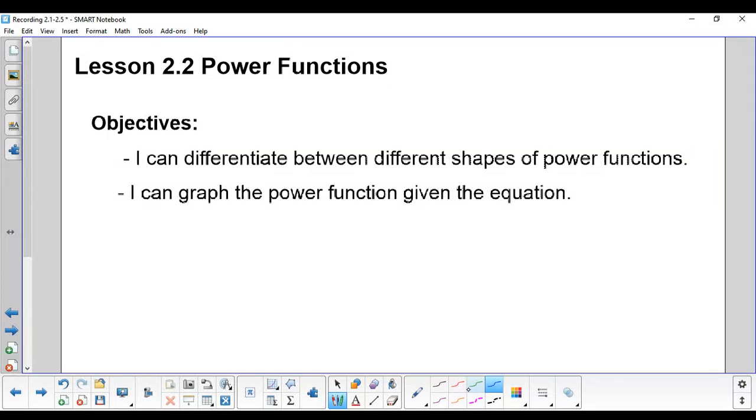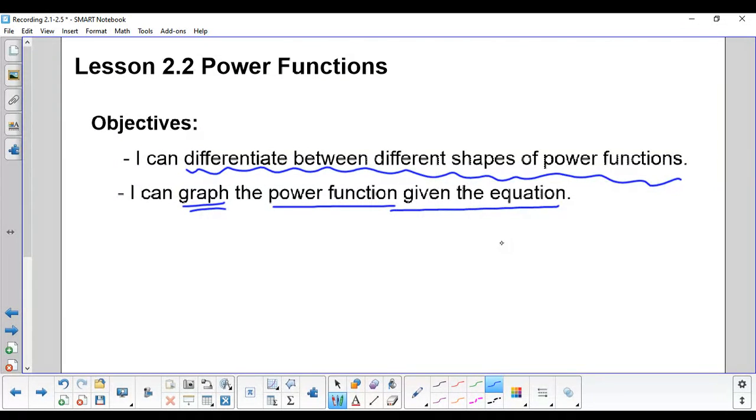On power functions from yesterday. So today I'm going to really concretely decipher what hopefully you started to see in patterns in our exploration. And your goal today is to be able to differentiate between the different shapes of power functions and be able to graph those same power functions given an equation, but not having to rely on your calculator.